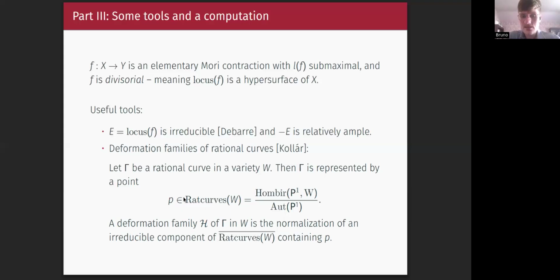Right. And this point in this space, if I consider an irreducible component of the closure of this space in the Chow variety of W, an irreducible component containing this point, then I call this component a deformation family of gamma in W. And since I have taken the closure of this space, then I can have points which are in the limit, right? And these points which are in the limit, they parameterize not necessarily rational curves, but degenerations of rational curves. So these would be one cycles, which are sums of curves which are also rational, right? But I can have more than one component when I degenerate a rational curve, okay?